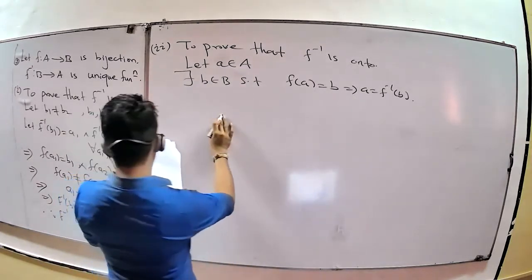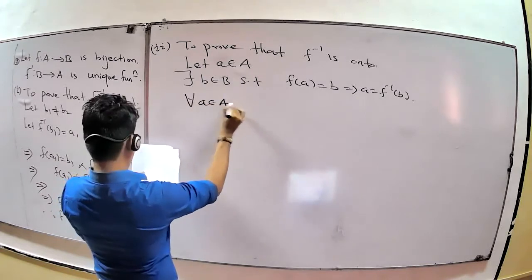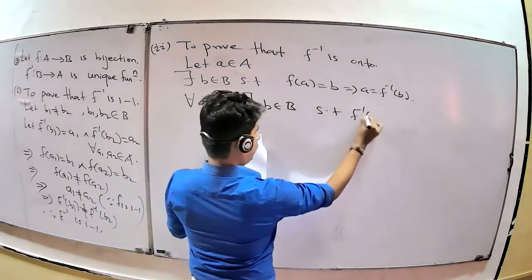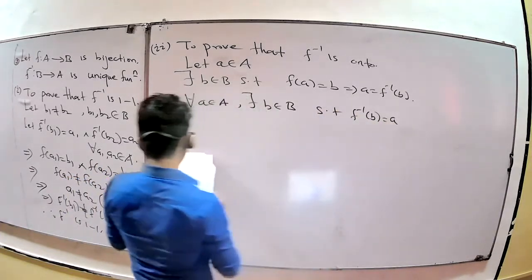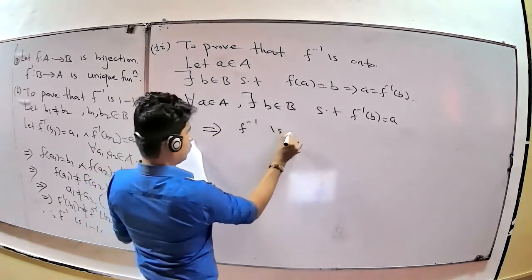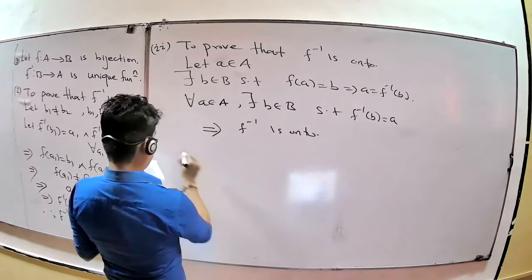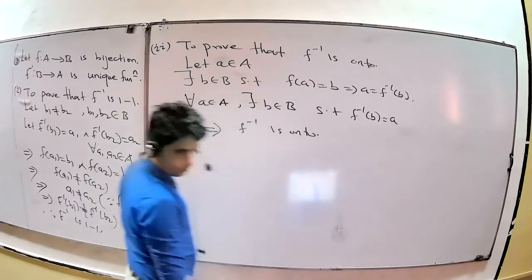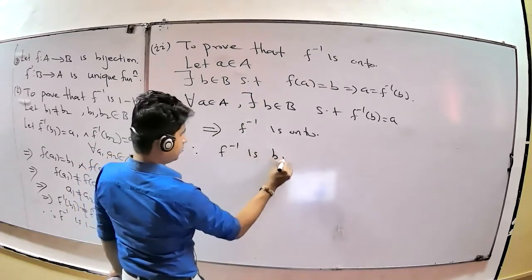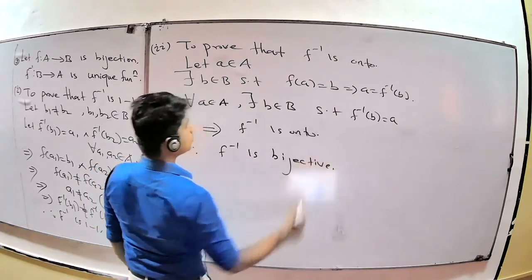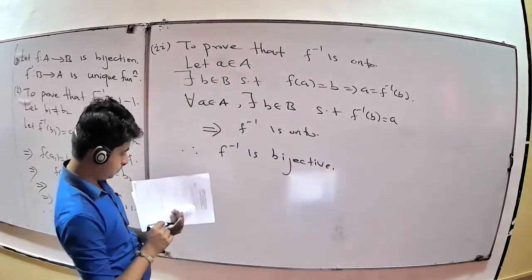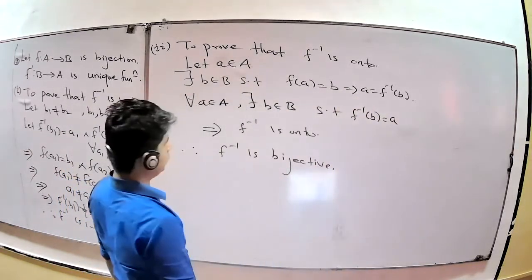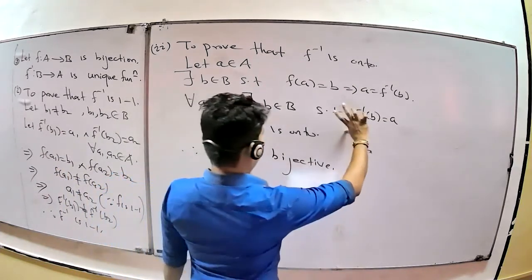That is, for all a belong to A, there is b belong to B such that f inverse b equal a. f inverse b equal a means f inverse is onto. Now we prove f inverse is 1 to 1 and onto, therefore f inverse is bijective. From this, f is 1 to 1 and onto, and you can write this part.